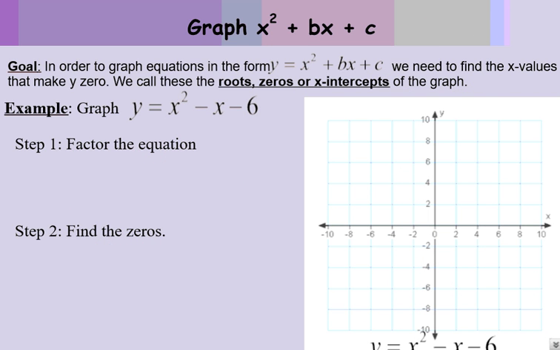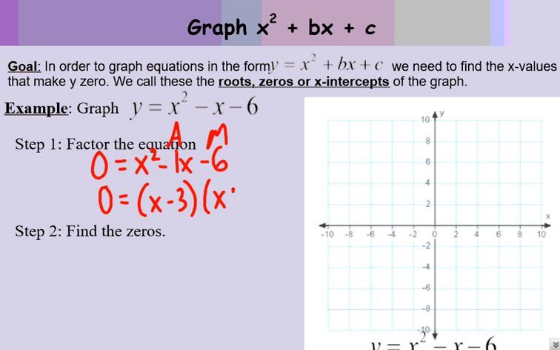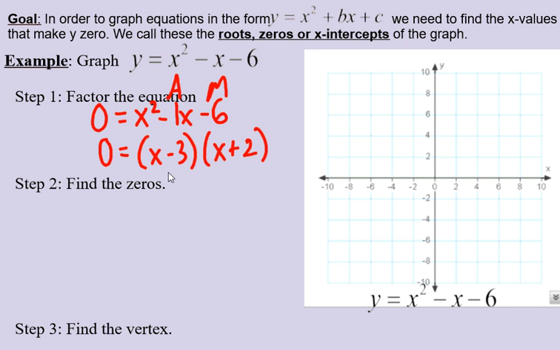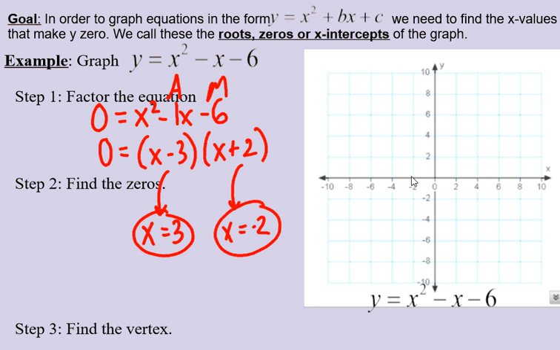Goal number 1 is to find the x-intercepts. Your x-intercepts are when y is equal to 0. So I have 0 equals x squared minus 1x minus 6. Now I need two numbers that multiply to make negative 6 and add up to be negative 1. Those two numbers are negative 3 and plus 2. So your factors are x minus 3 and x plus 2. Now I'm going to use those to find the zeros, or the x-intercepts, in step 2. So my intercepts are x equals positive 3, x equals negative 2. So I plot those, negative 2, positive 3.